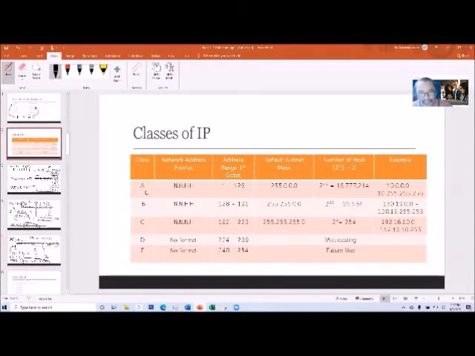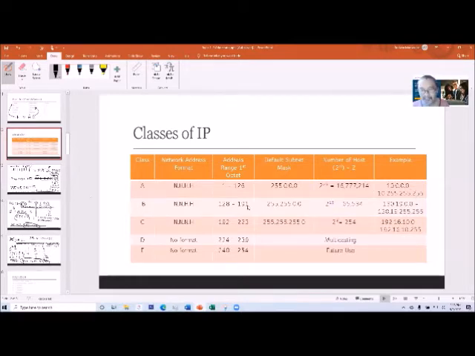A class A has a network format like this. It has a first octet range of 1 to 126 with the default subnet mask of 255.0.0.0. You can create about 16 million IP addresses. For example, it starts with 10.0.0.0 and ends with 10.255.255.255. Your network is 10.0.0.0 because the zeros are the host portion, and 10.255.255.255 is the end point of how you compute the IP addresses. So all in all, you get 16 million.